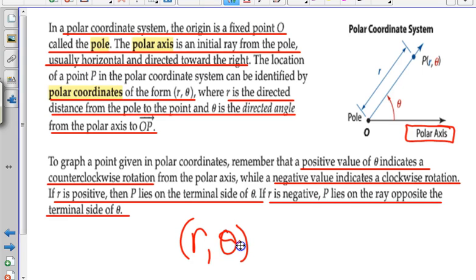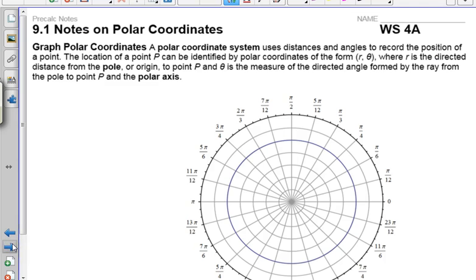Now, the issue is there are going to be multiple names for a single point. There's not one particular name anymore, okay? A positive value indicates a counterclockwise rotation, which is what we've always done, right? This is a positive rotation, that's counterclockwise. We good? All right. When r is positive, it lies on the terminal side. If r is negative, it lies on the opposite ray. I'll explain that in a second.